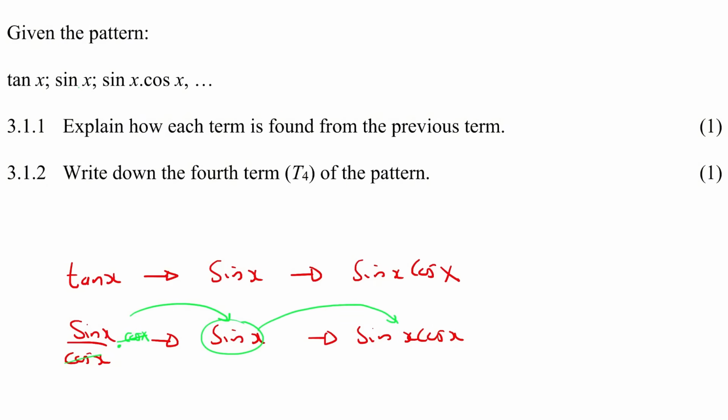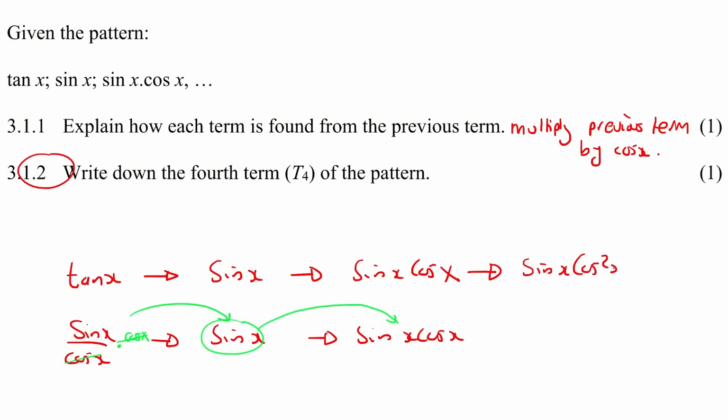So all that they're doing each time is they're just multiplying by cos each time. So we can just say multiply previous term by cos. Okay, write down the fourth term. Well, the fourth term, if you had to multiply this by cos, it would end up becoming sin x cos squared x. So sin x cos squared x.